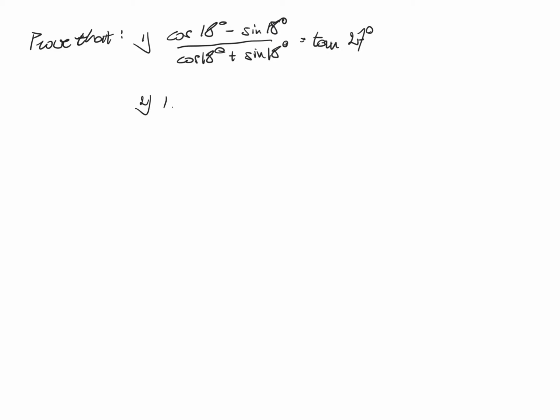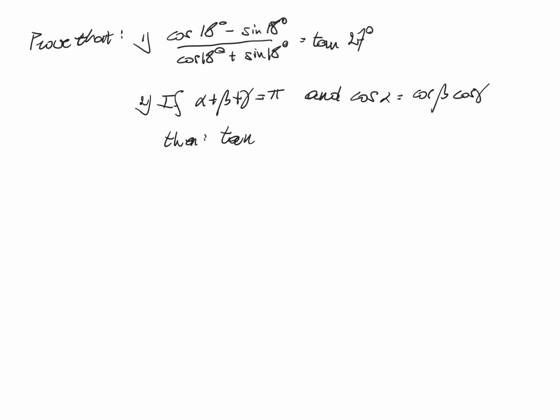Prove that if you have three angles, alpha, beta and gamma, and they form a triangle, so the sum is pi, and you also know that cosine of alpha equals cosine beta times cosine gamma, then, this is the part you have to prove, the tangent of alpha equals tangent of beta plus the tangent of gamma.